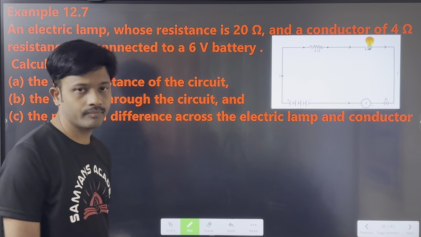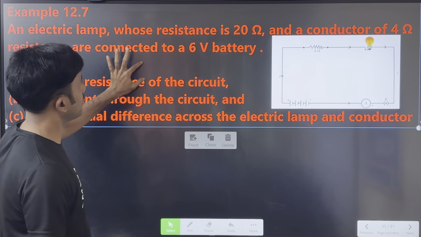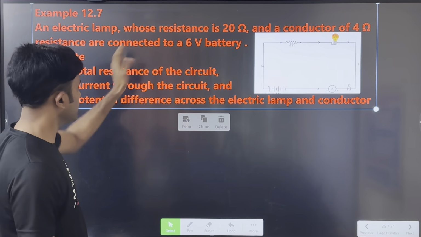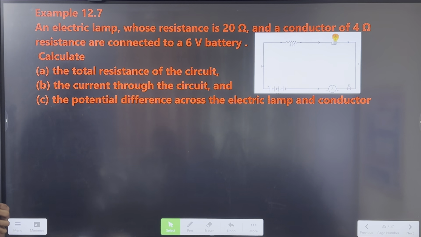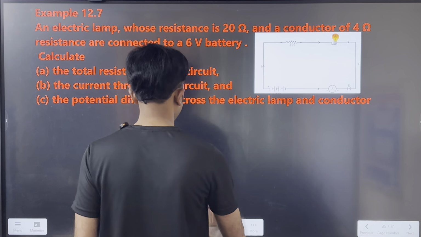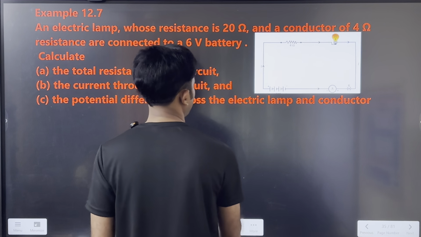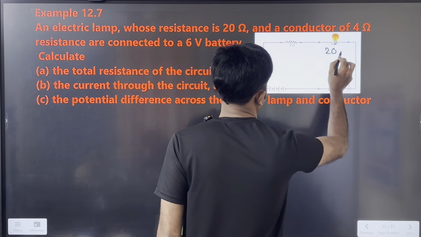Okay, and move on to the next one. Here we have one problem, right? Now you see, this is your example problem. This is 12.7 and now it is 11.7. An electric lamp whose resistance is 20 ohm. And what is the lamp resistance value? How much is it given? That is 20 ohm. Remember, this is 20 ohm.